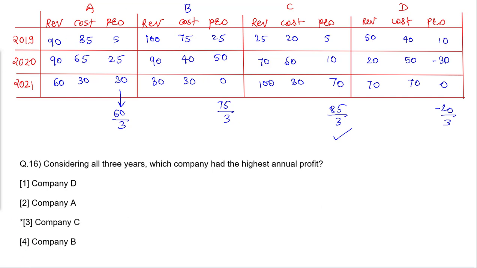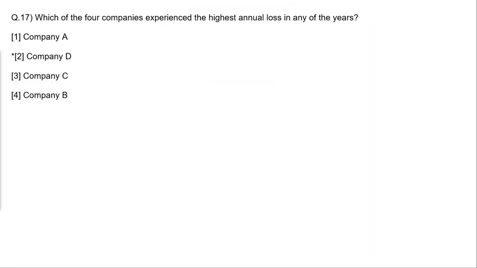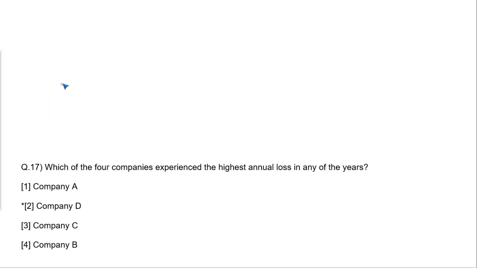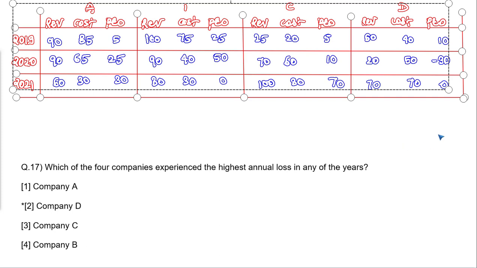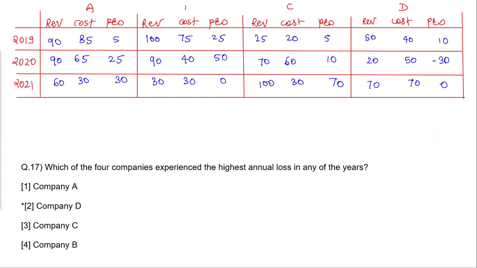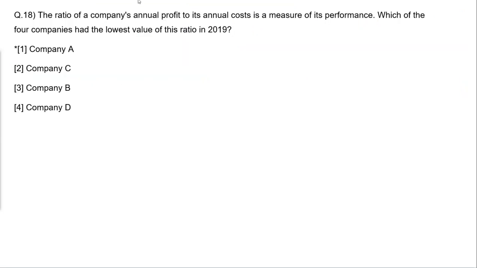Let's have a look at question number 17. Which of the 4 companies experienced the highest annual loss in any of the years? Again it is dependent on the previous table. The highest loss in any of the years is over here. This is the only instance where there is a loss, that is minus 30, a loss of 30 crore, which is for company D. After this, question number 18.